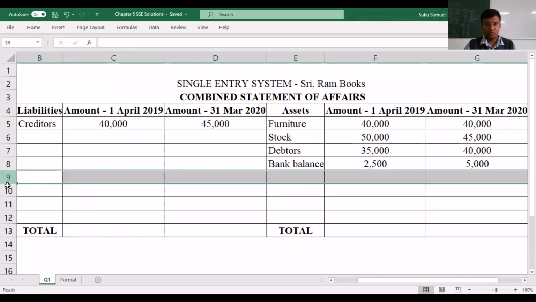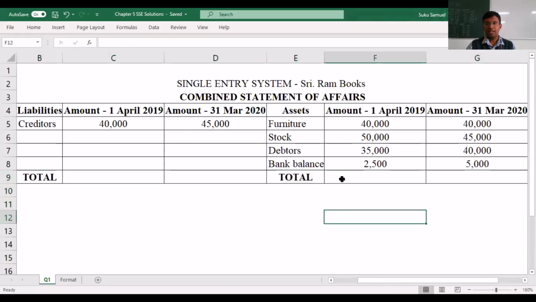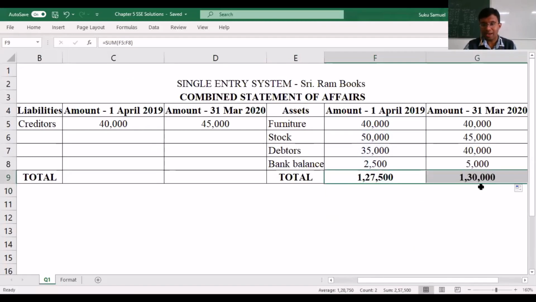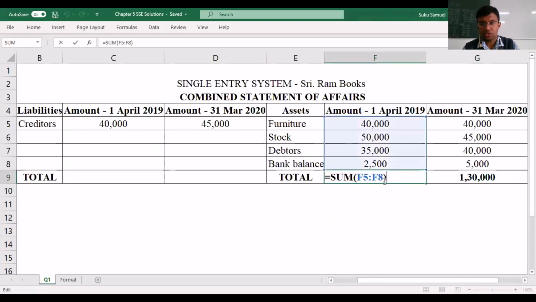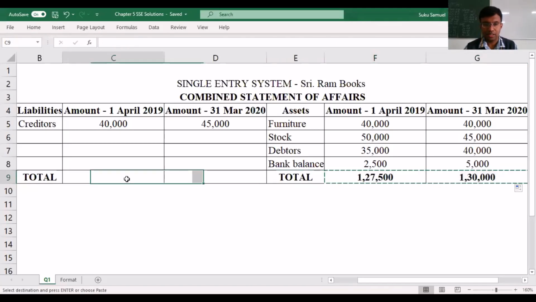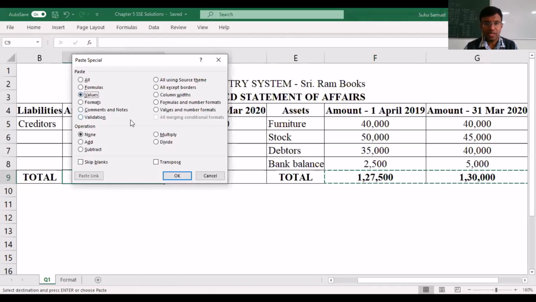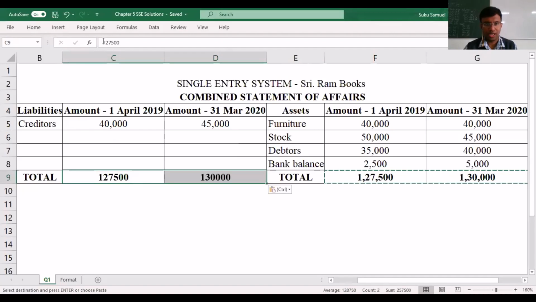Now what we have to do is balance. How do we balance? We balance by totaling up the asset and the liability side. When we balance, please remember, according to the accounting equation, assets are equal to capital plus liabilities. So here, if you notice, the asset side total is 1,27,500 and 1,30,000, which means your liability side should also be so much. So that we have considered.